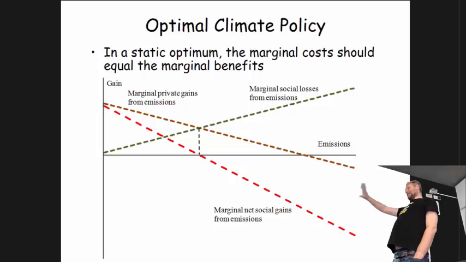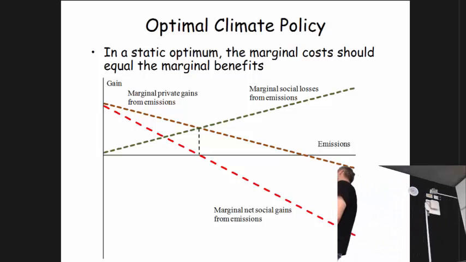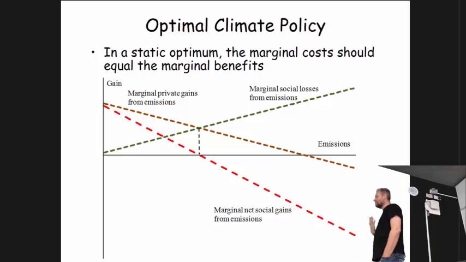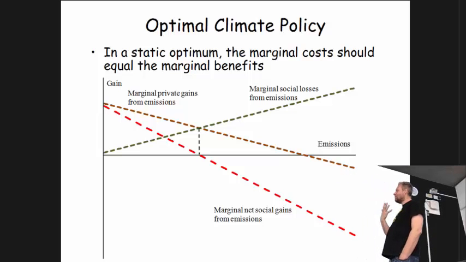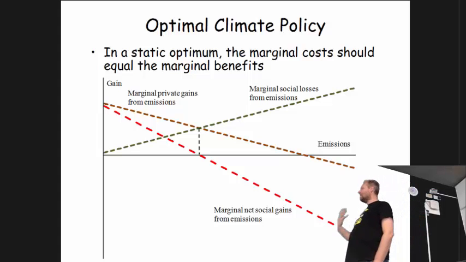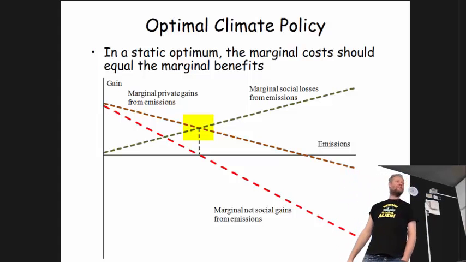And that is depicted here, and as I argued, the dynamic optimization leads to very similar recommendations as static ones, so let's just focus on the static ones. So what do you do in a static cost-benefit analysis or a static optimum? You equate the marginal costs to the marginal benefits.